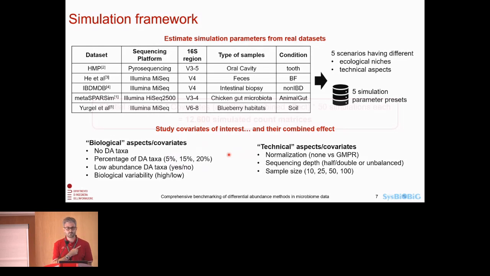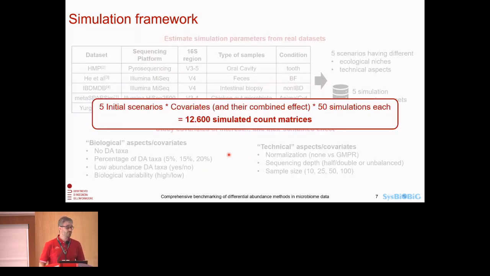At the end, we simulate 12K matrices that were fed as input to the 13 methods. As you can imagine, a lot of time on the department cluster. So the assessment is quite rich. All the covariates were inspected.